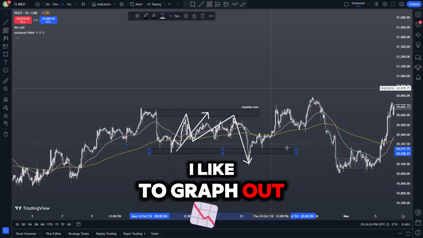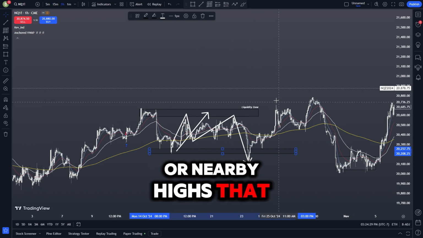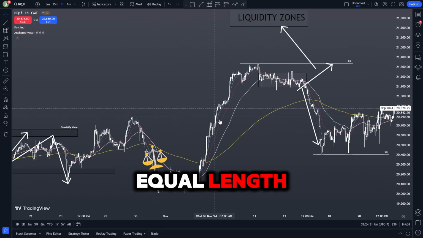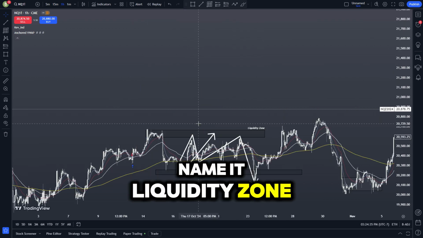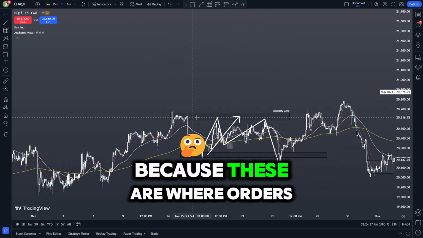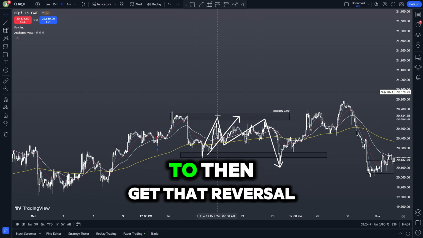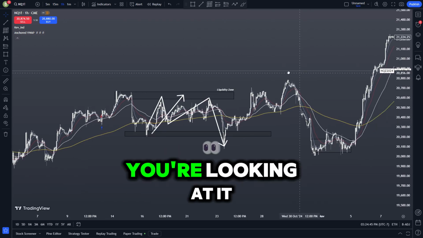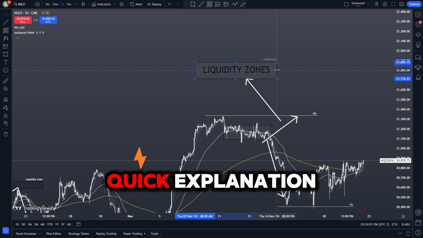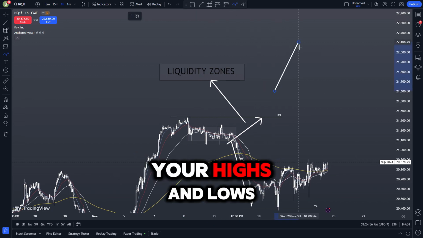I like to graph out multiple nearby lows or nearby highs that are basically at the same equal level, and I chart them all out with a rectangle, name it liquidity zone, and that's what it is. Because this is where orders are at, and this is where the market can push into to then get that reversal back down or back up, depending on which way you're looking at it. That's a super quick explanation of what liquidity zones are. Just imagine it as your highs and lows.